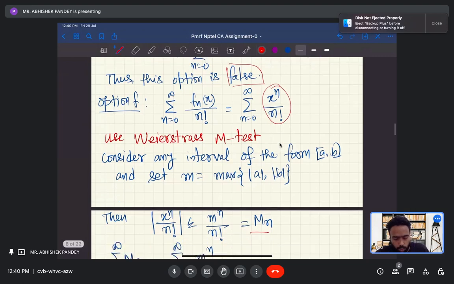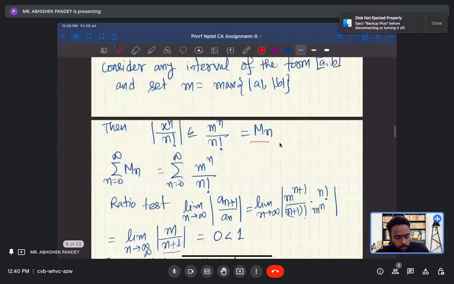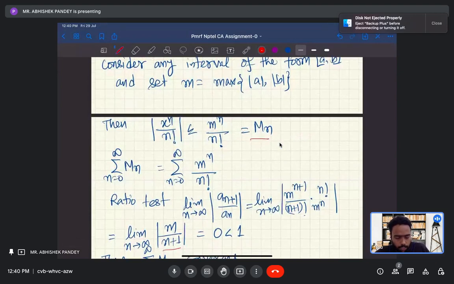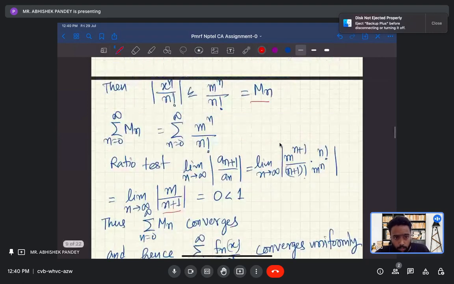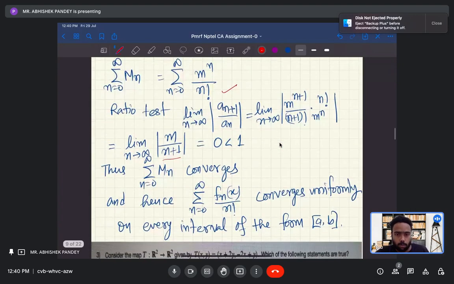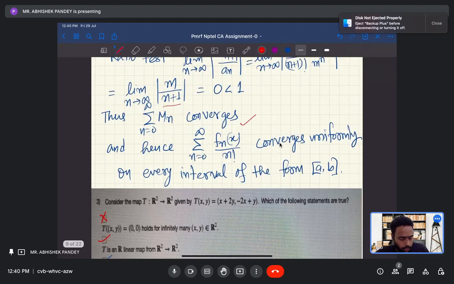So we will use the Weierstrass test. Consider any interval of the form [a,b] and set M equal to the maximum of |a|, |b|. Then the modulus of x to the power n upon n factorial is less than M to the power n upon n factorial, which is your Mn. Now we have to check whether this summation of Mn converges or not. So we will use the ratio test, and using the ratio test we will get that this summation converges, and hence the summation of fn(x)/n factorial converges uniformly on every interval of this form. So this statement is true.